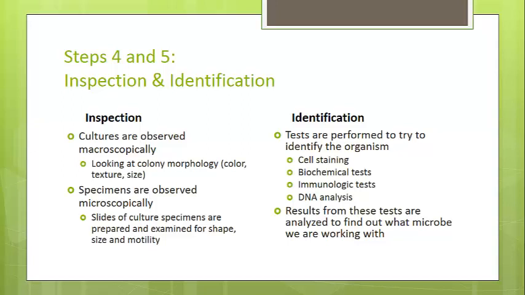So the last 2 I's are steps 4 and 5, inspection and identification. So once we've inoculated, incubated and isolated, now we want to look at those cultures, those colonies. We want to look at them macroscopically. We can learn a lot from what a colony looks like, its morphology, meaning what color is it, what texture is it, what do the margins look like, and you'll do that in lab this semester.